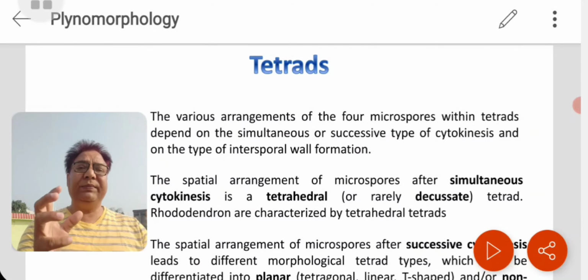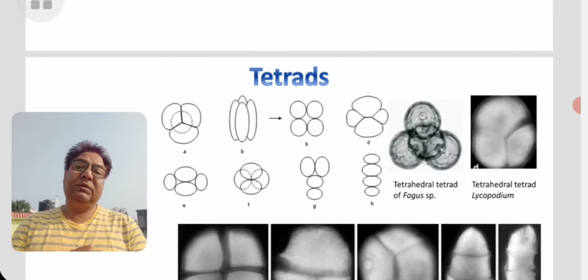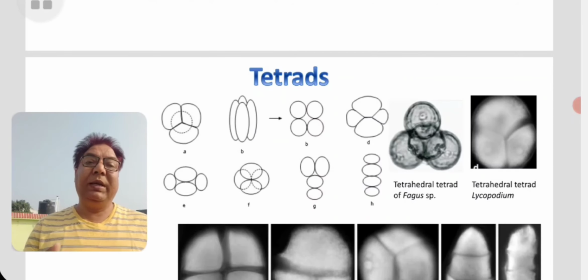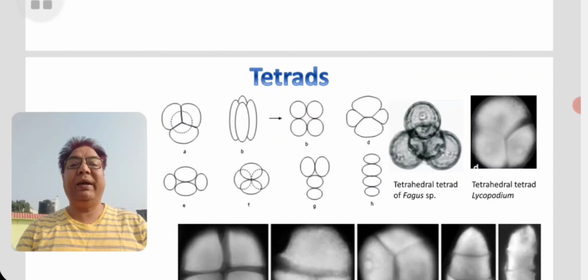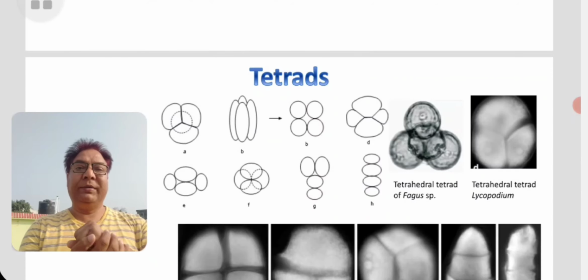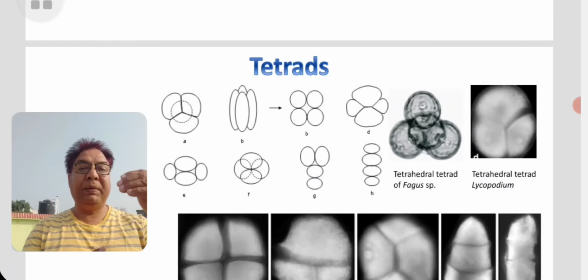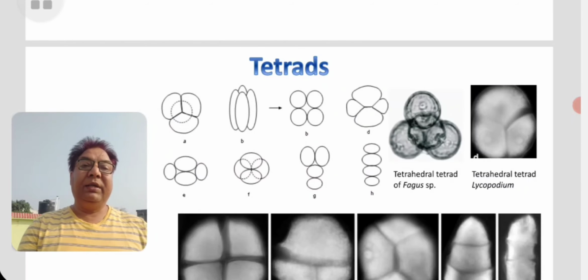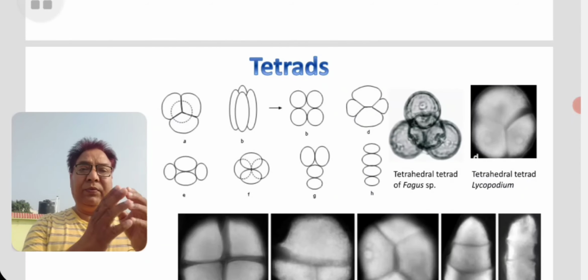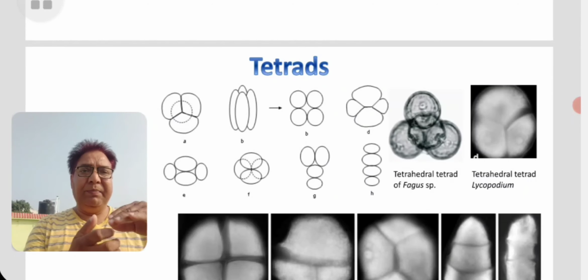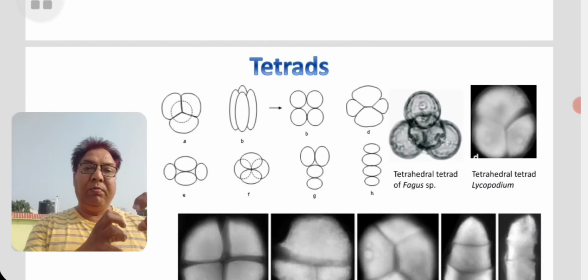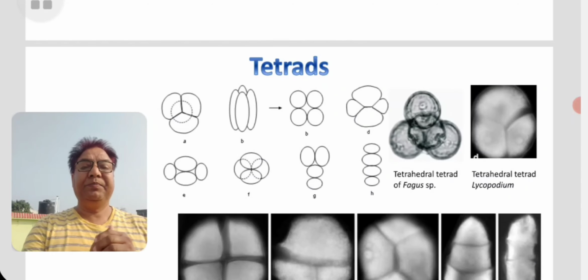At that time, they have different arrangements. On the basis of that, there are different nomenclatures. They may be arranged in a tetrahedral manner, in a pyramidal, three-dimensional way. There are three cells in one plane, another cell in another plane. That is called tetrahedral. This is the most common one, the first one on the upper panel. Then there is tetragonal, in which the four cells are arranged in the same plane. Rhomboidal is also in the same plane.